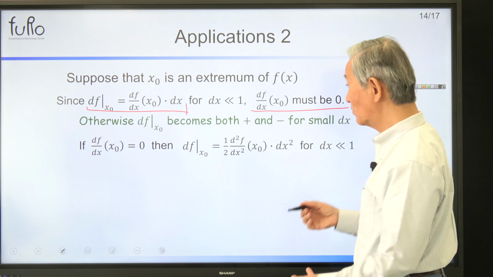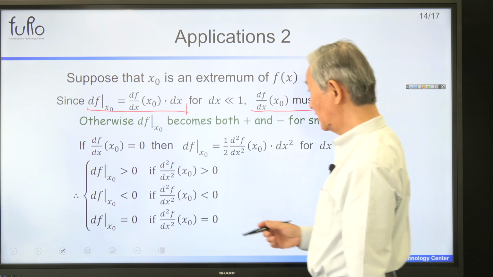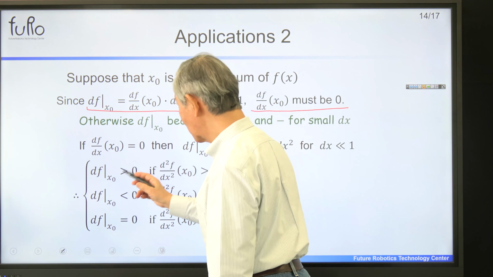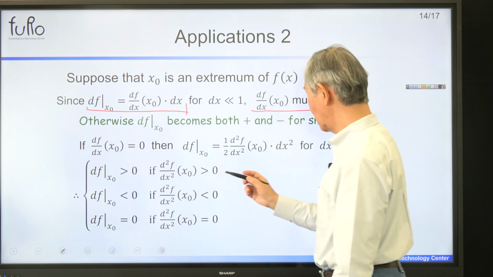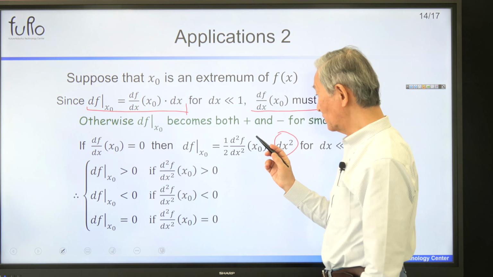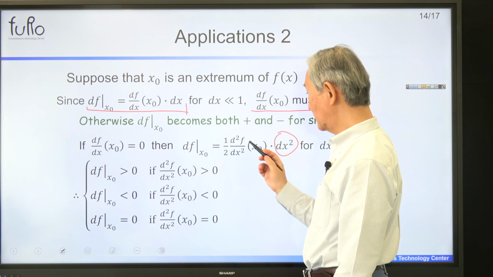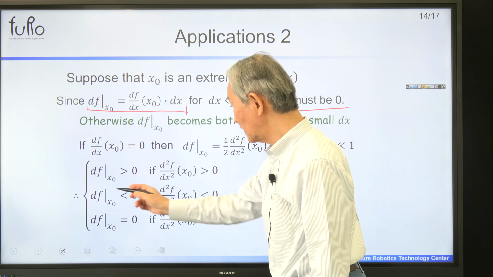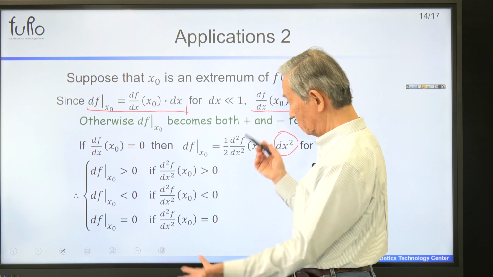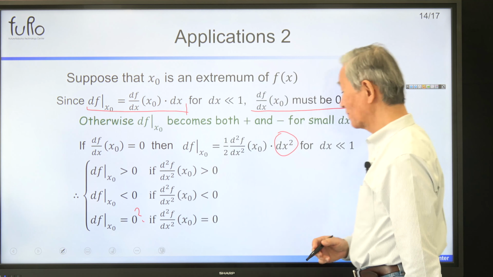Okay, so what can we tell from that one? Well, df is greater than 0 if this is greater than 0. Why? Because this is dx squared, so that's always positive. So if this is positive, df is always positive. If this is negative, then that's negative. Okay? And if this is equal to 0, df is equal to 0, well, actually, question mark.